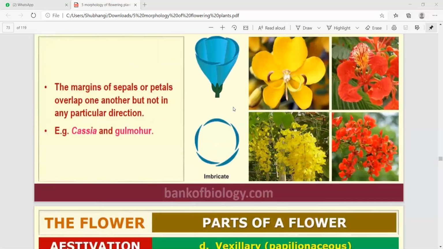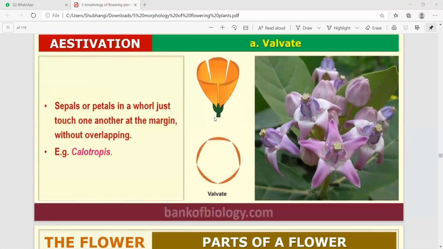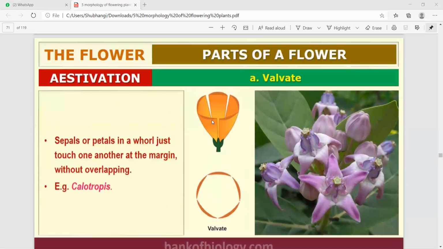So I want Nikhil to answer quickly: what is meant by estivation? Sir, arrangement of the sepals and petals. Very true, that's what I wanted you to correct. So the arrangement of the sepals in the calyx or the arrangement of the petals in the corolla is known as what? Estivation. Devansh, what are the four main types of estivations?